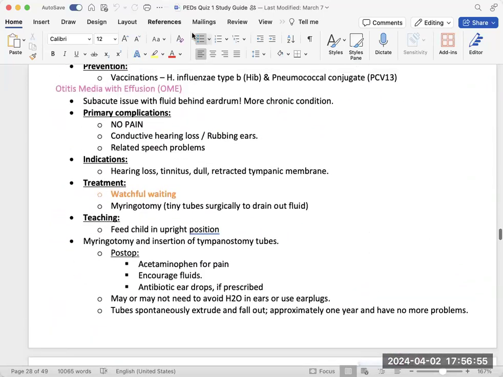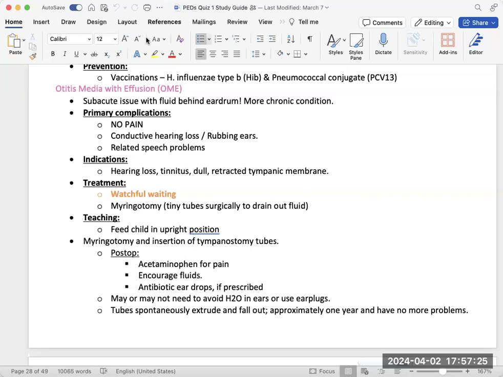Otitis media with effusion or OME is basically an issue where there's fluid behind the eardrum, and it's usually a chronic condition. The difference between this and the other one is we said the other one had really bad pain. This one does not have pain. This one is also going to cause conductive hearing loss. And you'll also notice that a child has this if they constantly rub their ears. If they go towards their ear and start rubbing it a lot, they could have otitis media with effusion.